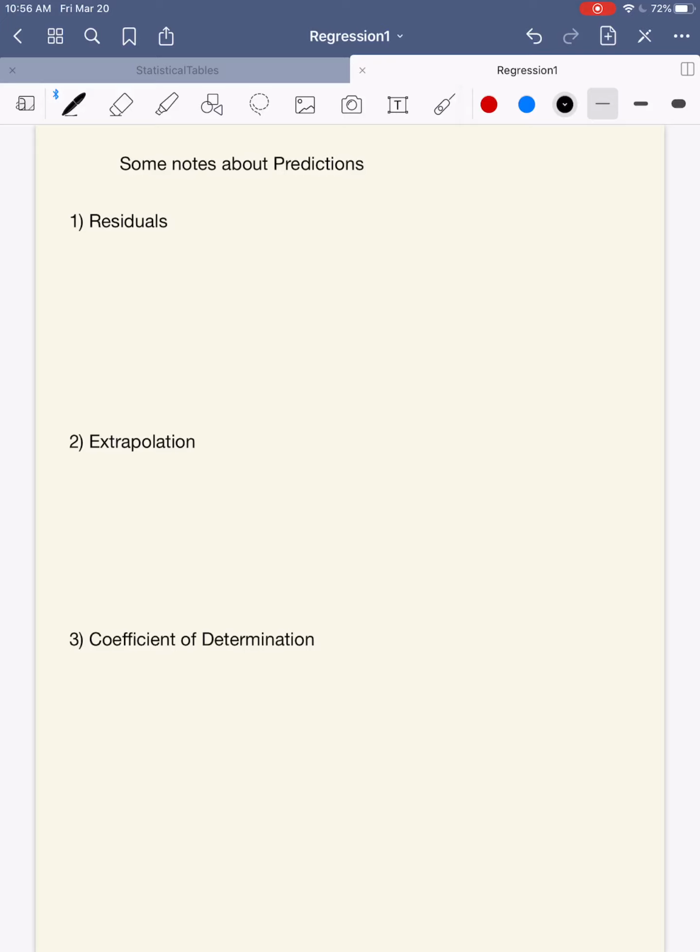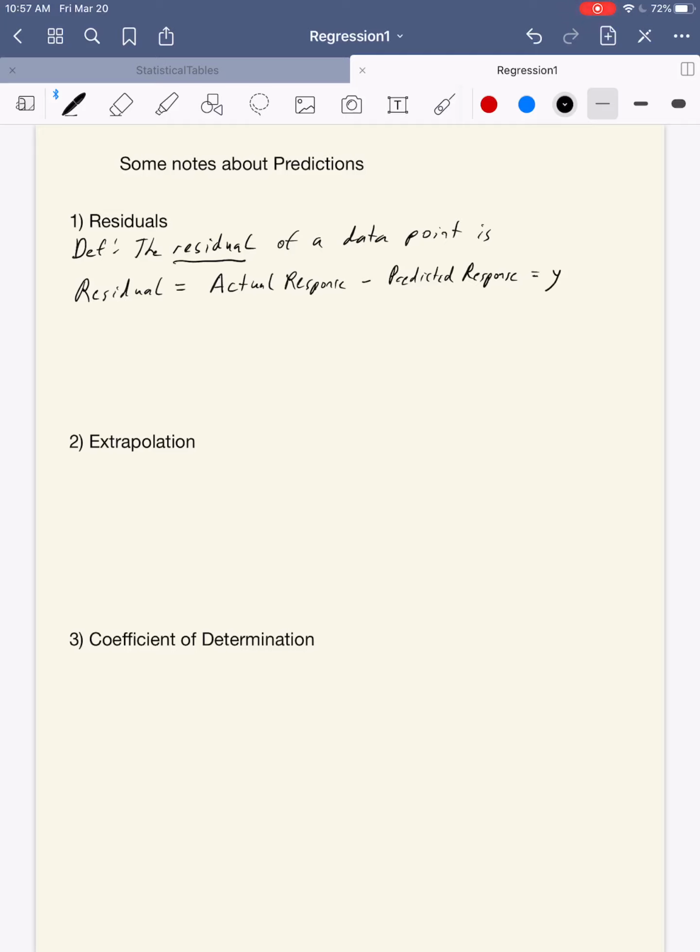The first of these is we'd like to introduce the idea of the residual. The residual is basically a way of measuring the error that occurs when we make these predictions. So we're going to give a definition here. The residual of a data point is, the way you calculate a residual is you take the actual response minus the predicted response. And if you prefer a notation, that's taking the actual y value minus the predicted y value. So that's how we calculate a residual. We take the y minus the predicted value of y.